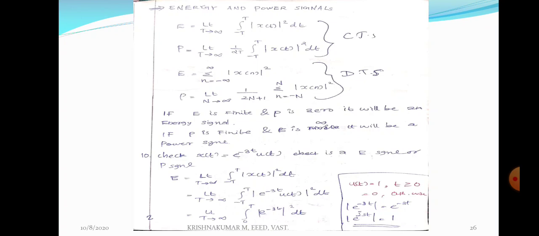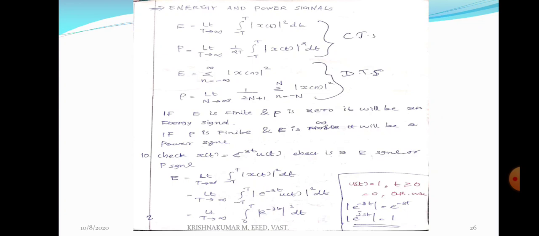For calculating the energy and power, we have to memorize some formulas. In the case of continuous time systems, E is equal to limit T tends to infinity, integral from minus T to T, mod x of t whole square dt. P is equal to limit T tends to infinity, 1 by 2T, integral from minus T to T, mod x of t whole square dt. So if the given signal is a continuous time system, for calculating the energy and power you have to use these two formulas.